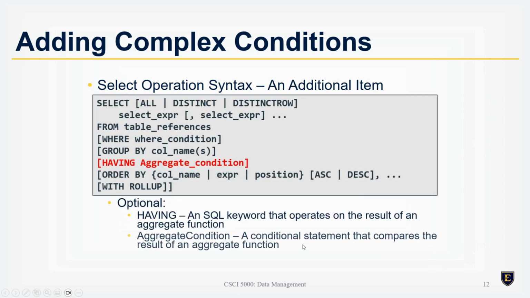Another thing that we need to be aware of is the having clause. The having clause is required to compare to the result of an aggregate function. The aggregate condition that is specified is a conditional statement that compares to the result of that aggregate function.